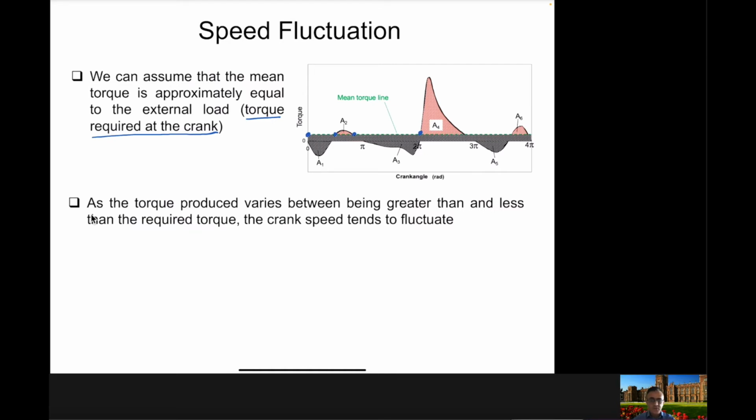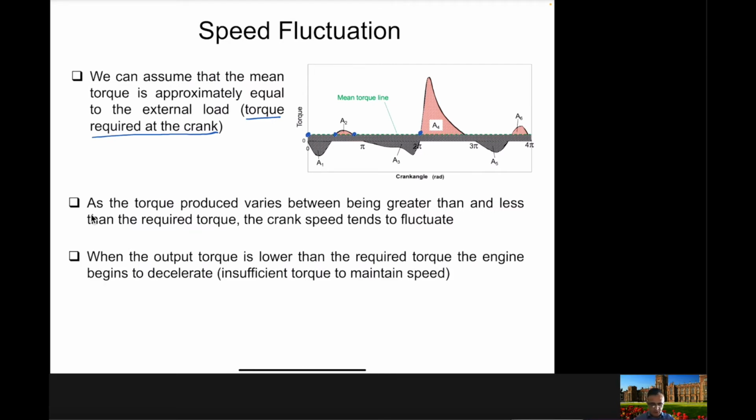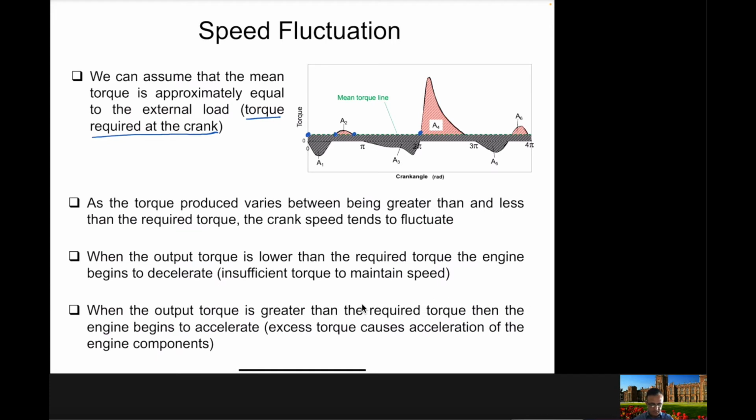So what will happen is that when the output torque is lower than the required torque, the engine begins to decelerate, because we have insufficient torque to maintain the speed. But on the other hand, when the output torque is greater than the required torque, then the engine begins to accelerate, because we have excess torque, which causes acceleration of the engine components.